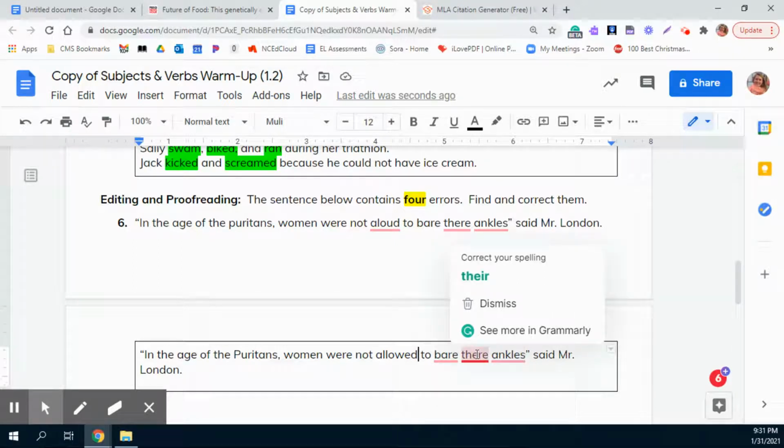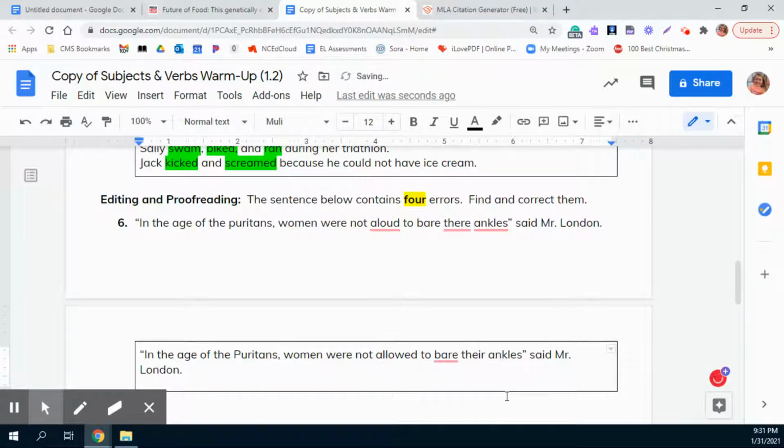Their ankles. Okay, and then I'm noticing that their TH should be THEIR because there are three forms of the homonym there, right? There's their, THEIR, like it's their ankles. They own the ankles. Then there's there, like way over there, THERE. And then there's the contraction for they are. That would be THEY'RE. So we just need to make sure that we've got the correct form of their.